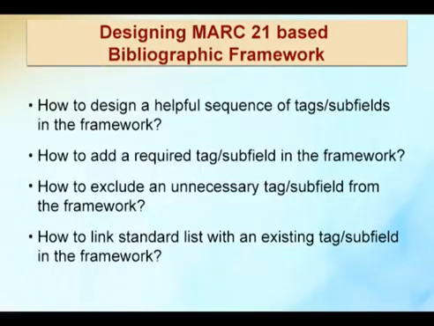Now, when this preliminary task is over and your creation of bibliographic format will be based on the tags and subfields you have selected, then comes the question of how to make that Biblio framework ready for data entry activities. So, a few questions are something like how to design a helpful sequence of tags and subfields in the framework. You already know that MARC 21 gives different tags under particular groups. For example, the 1XX group means access points or main entries. So, 100 is main entry personal author, 110 main entry corporate author, and so on.